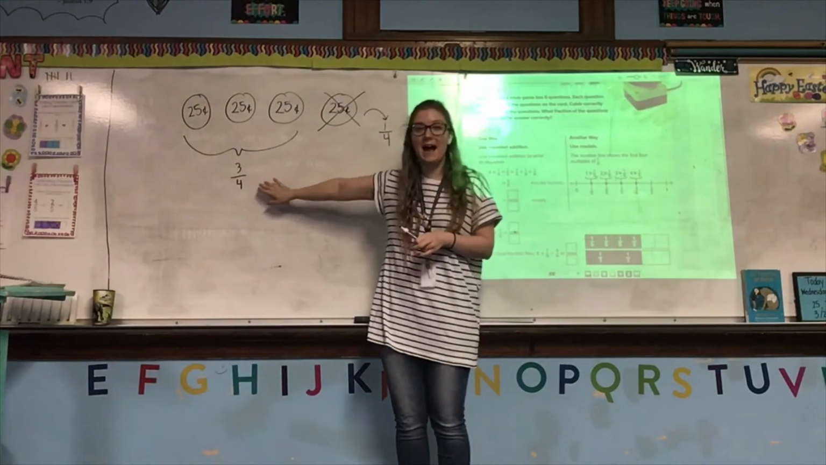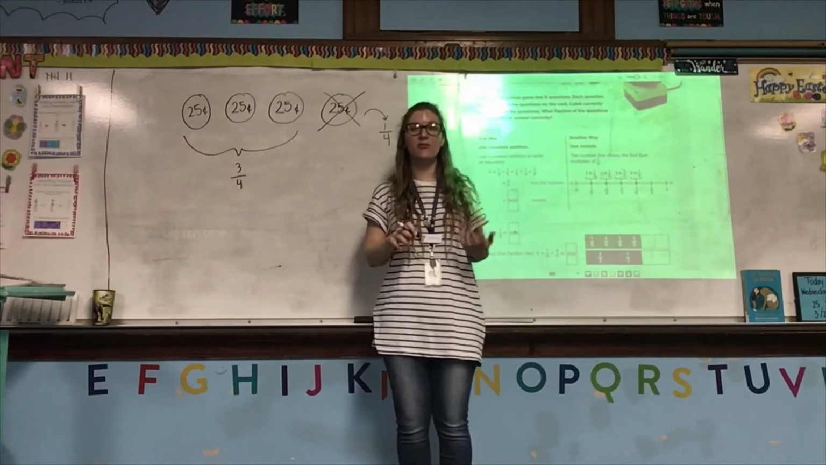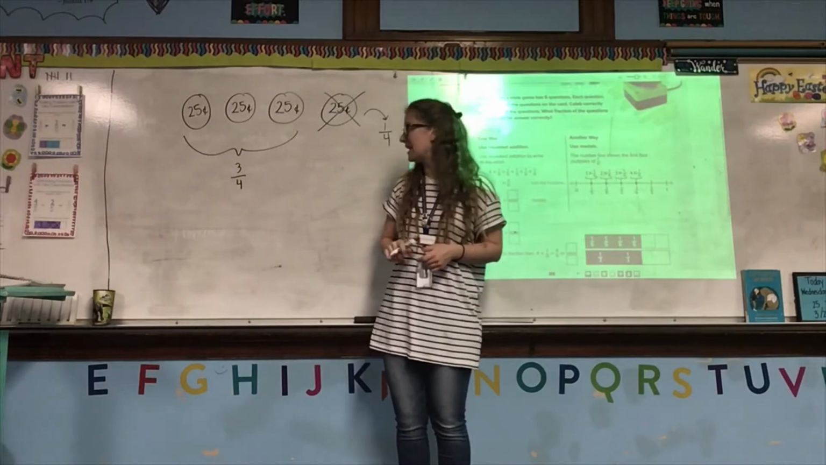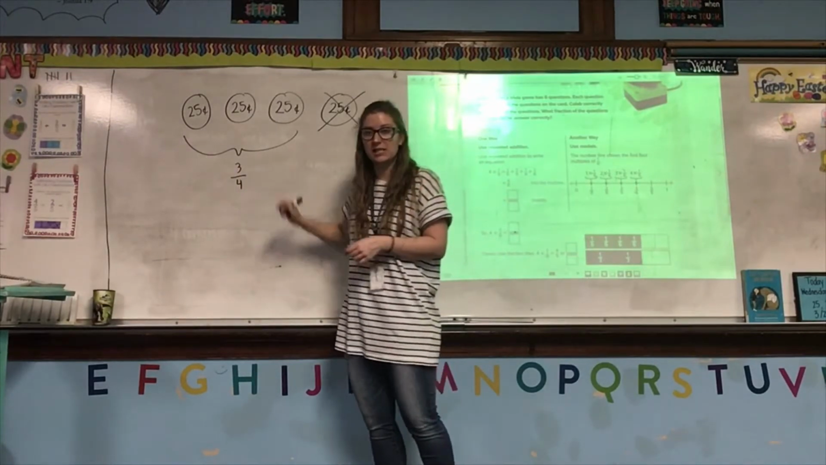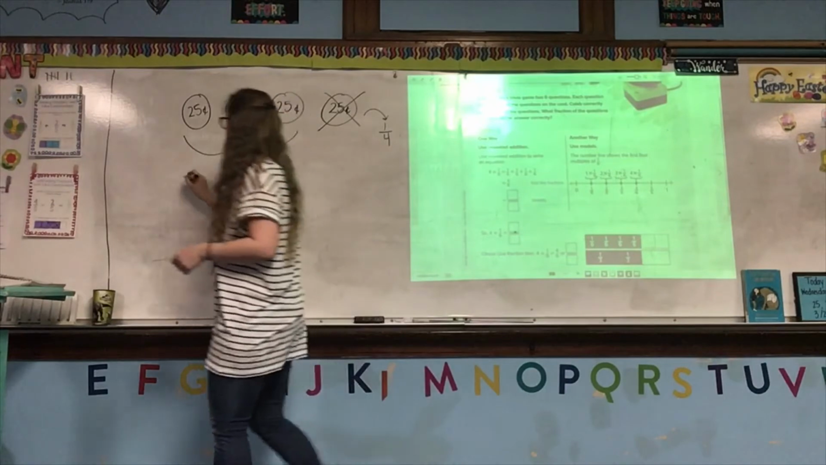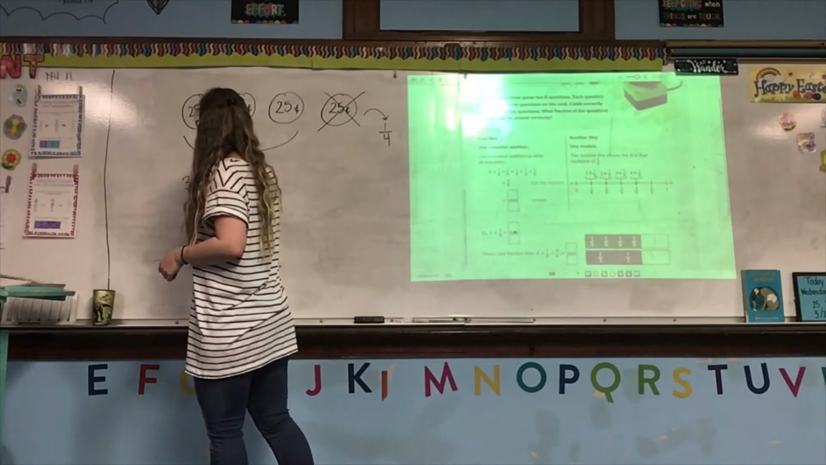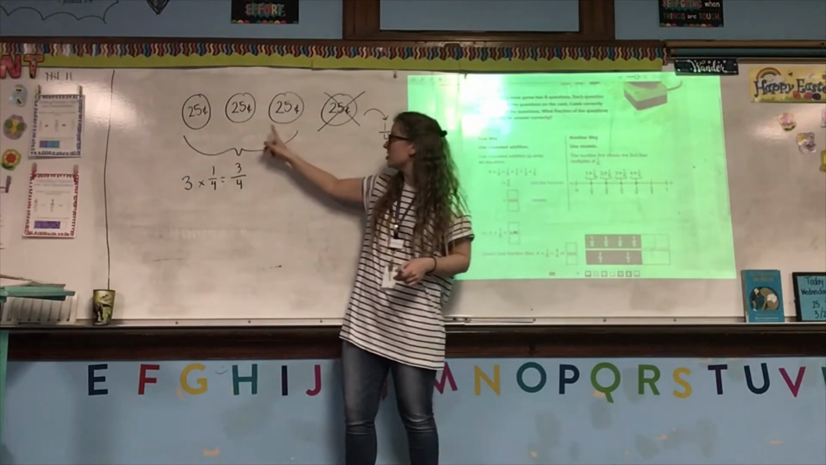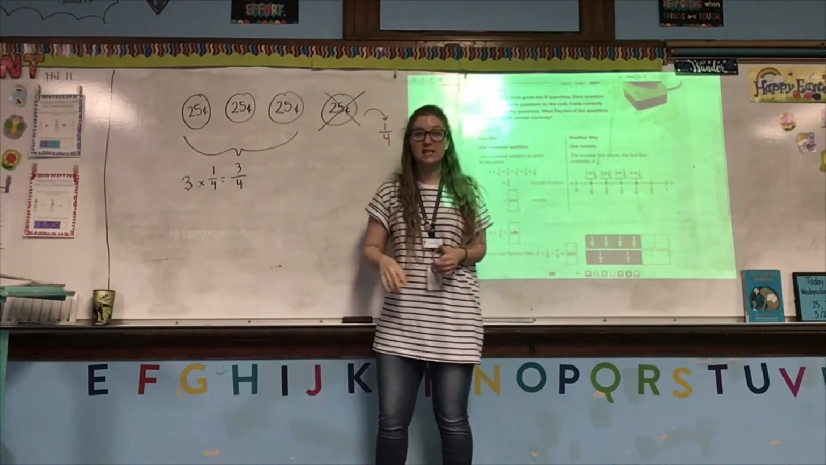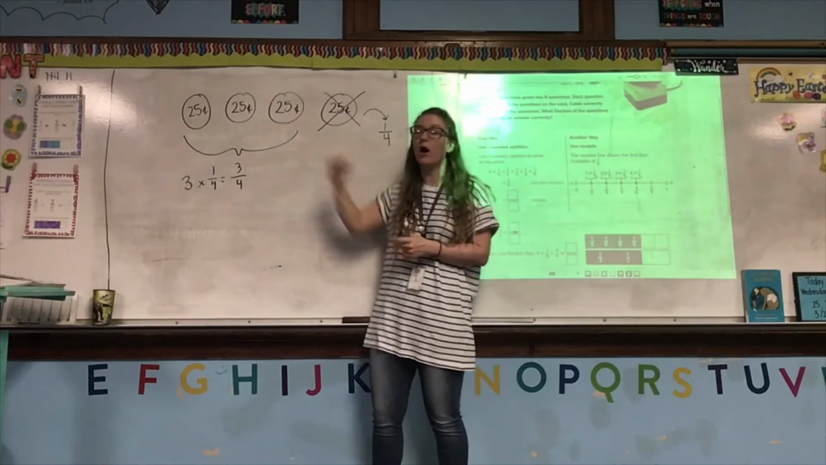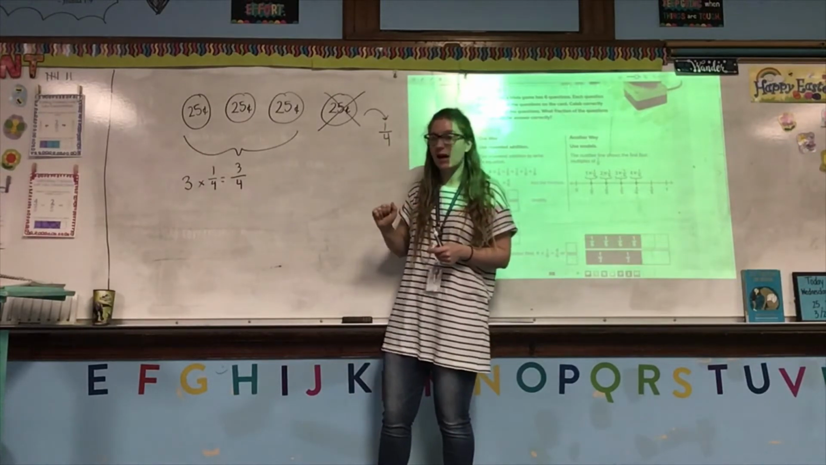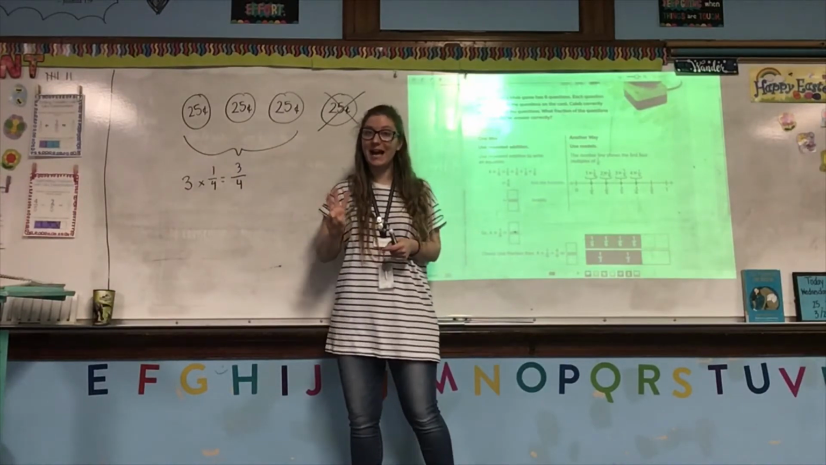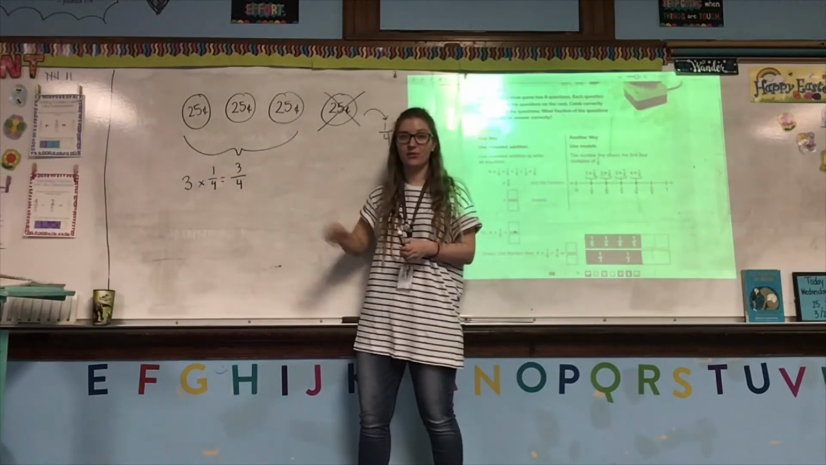Now we figured that out by looking. We can also figure things out like this by doing multiplication, which is what we're going to do today. This looks like this as a multiplication problem. 3 times 1/4 equals 3/4. Each of these quarters represents 1/4 of all of my quarters. So, if I repeat 1/4 3 times, I have 3/4.